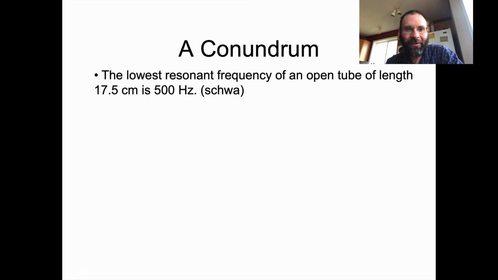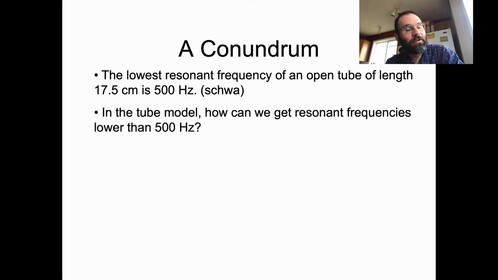Okay, here's something else that we have to consider when we're actually producing vowels in this model. So the lowest resonant frequency of an open tube of length 17.5 centimeters is 500 hertz. That's what we get for the vowel schwa, as we've talked about before. If we just open up our mouths and phonate, and if you have a vocal tract about the length of mine, that F1 will wind up being 500 hertz. In the tube model, how do you get resonant frequencies lower than 500 hertz? How does that work? Because remember, we have this tube of 17.5 centimeters in the 2-tube model.